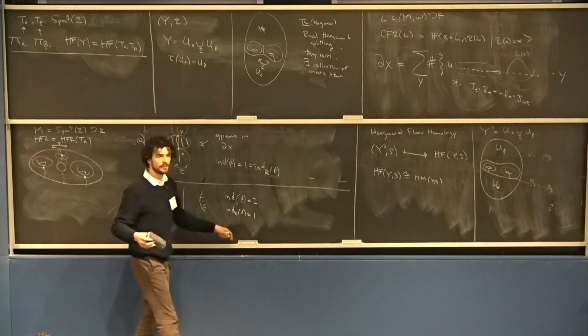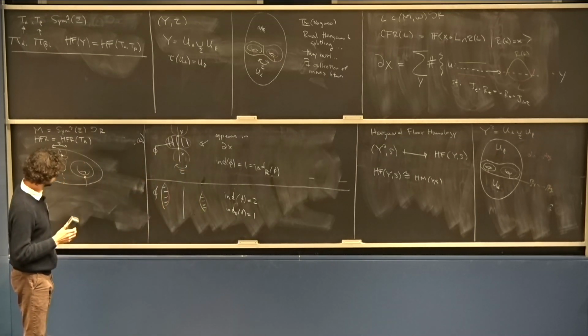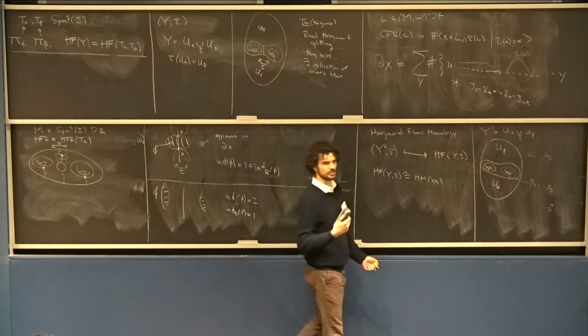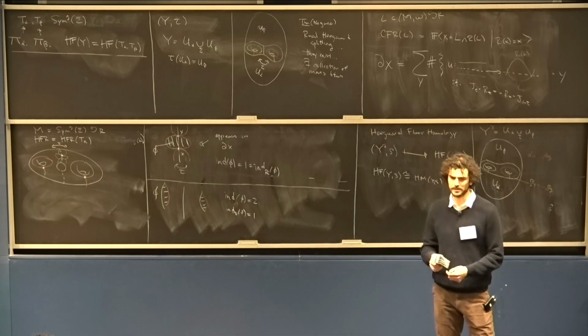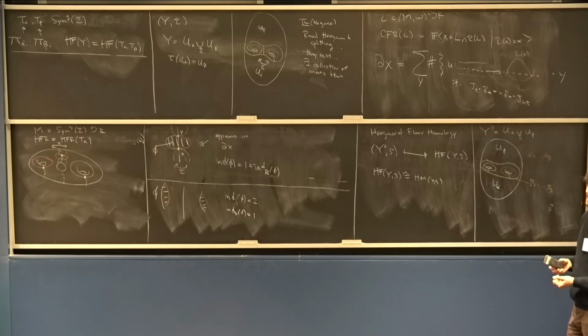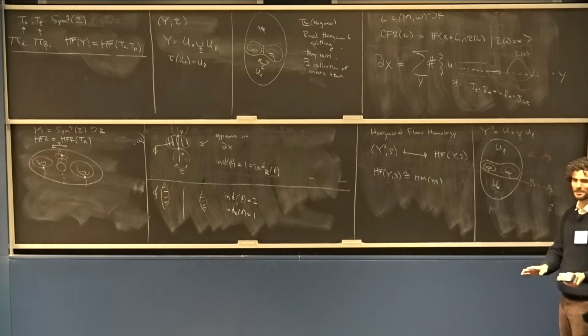Sorry, yeah. How do you make sure these moduli spaces are transversely cut out? It's basically a modification of the usual transversality argument, it turns out. I'm happy to chat maybe more about that later.